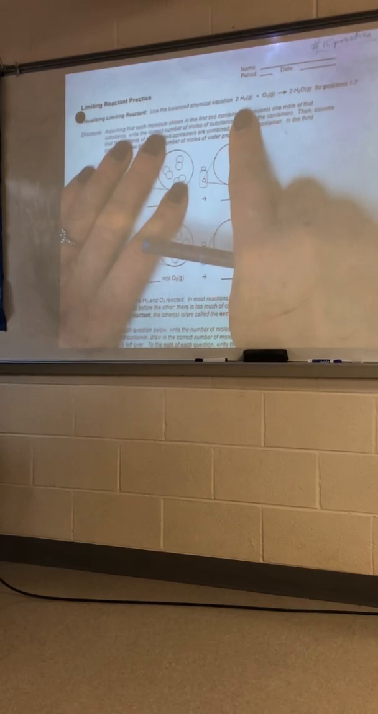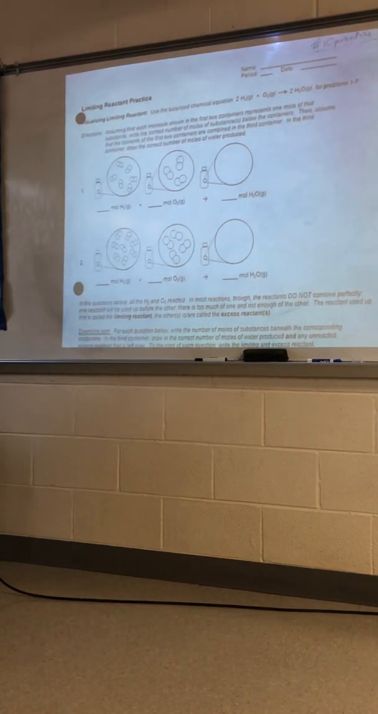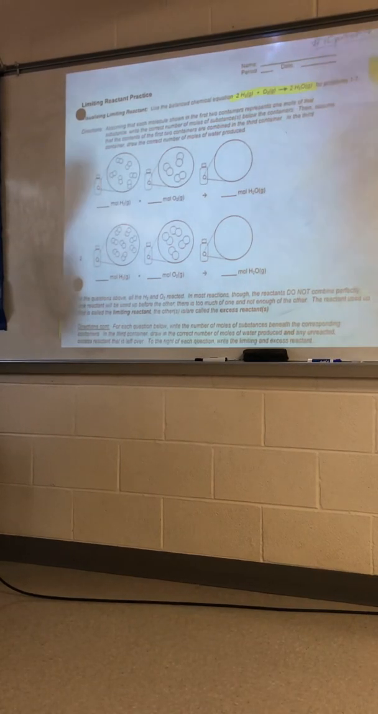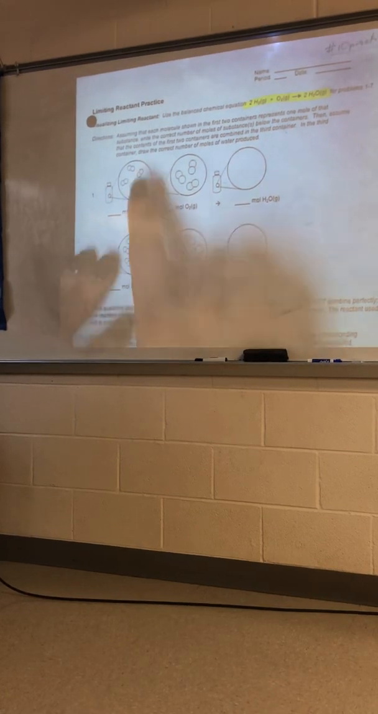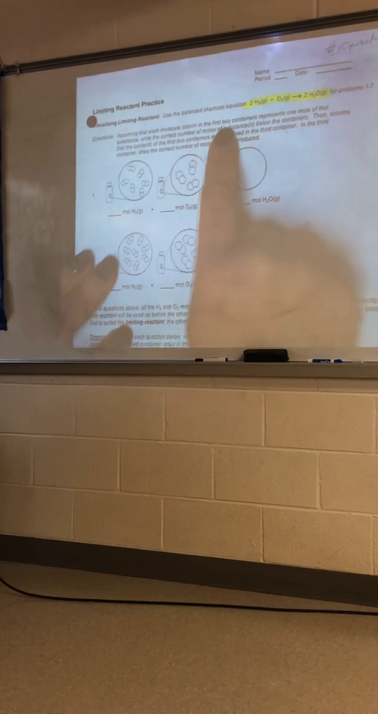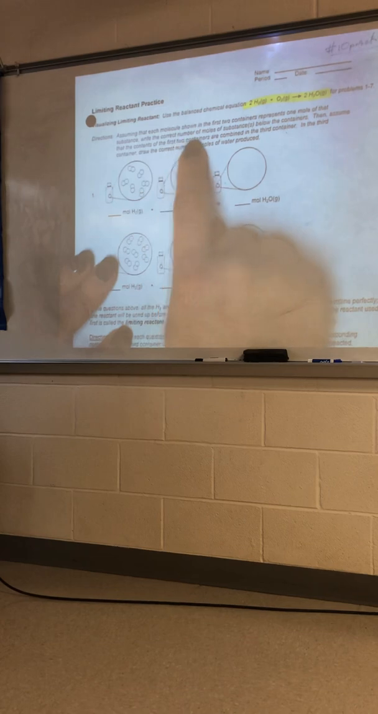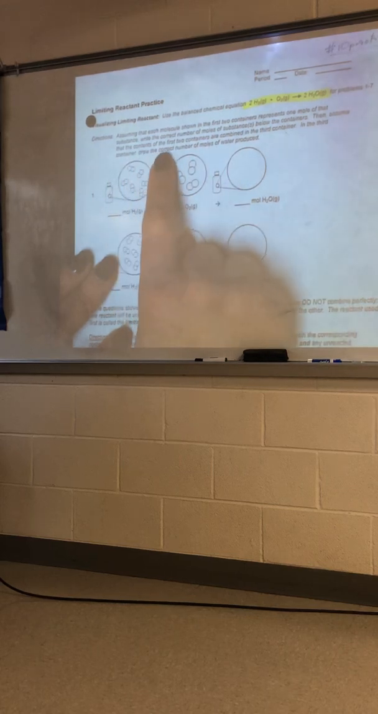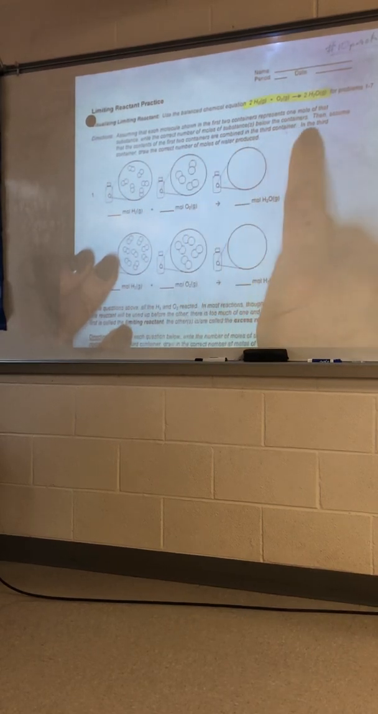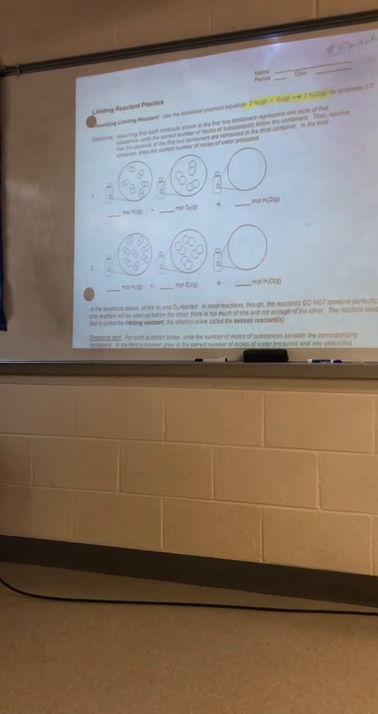We are using the equation 2H2 plus O2 is 2H2O. So I will highlight this for problems 1 through 7. What it says here is you're assuming that each molecule shown in the first two containers represents 1 mole of substances. Write the correct number of moles of substances below in the containers. Then assume that the contents of the first two containers are combined in the third container. In the third container, draw the correct number of moles of water produced.